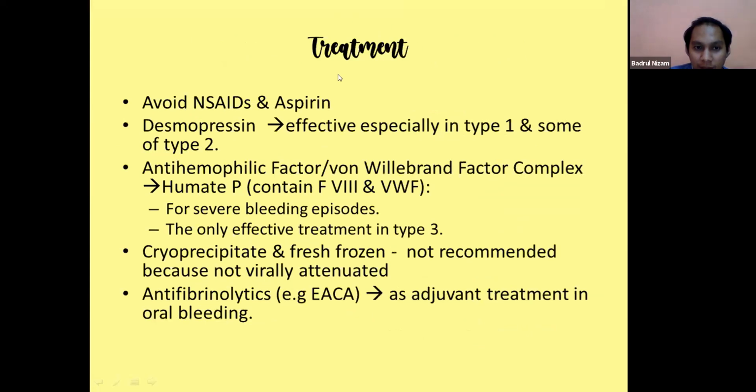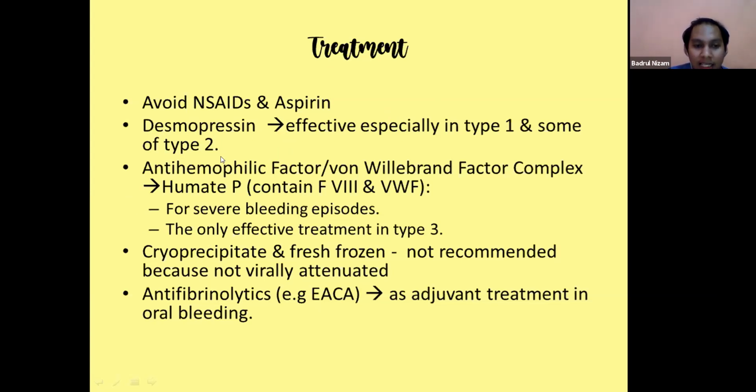Okay, so what is the treatment? For prevention, it is the same as previously. We need to avoid contact sports, and avoid drugs that could interfere with platelet function, such as aspirin. And we can also give desmopressin, as I mentioned earlier. Desmopressin could induce the release of factor 8, and it can also induce the release of the von Willebrand factor by the endothelial cell.